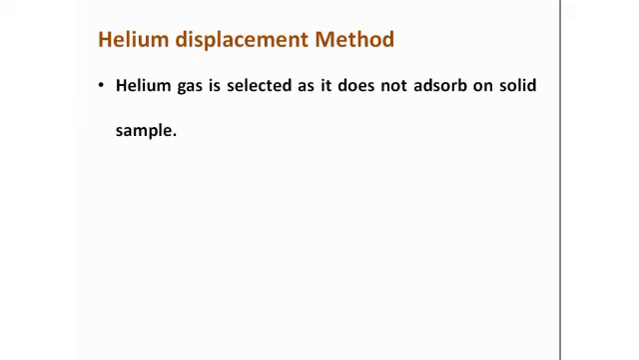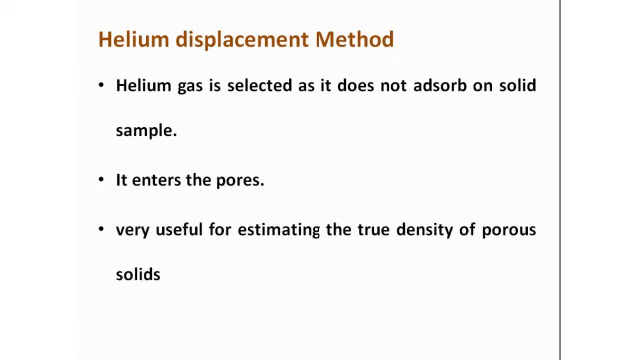So the helium gas, actually why is it selected? This helium gas does not get absorbed on the solid sample. That's why helium gas is used for determination of the true density of the powder drug. Number one, because it is not absorbed on the sample, right? Number two, the helium gas has the capacity to enter the pores within the powder drug. Got it? And number three, it is very useful in estimating the true density of porous solids. So that's why we prefer helium gas for determination of the true density.